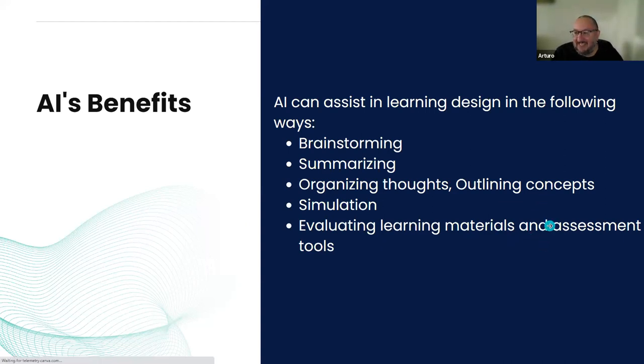So we want to just briefly talk about what we found are the benefits of AI in general, especially when we're talking about generative text. AI can assist learning design in these ways: brainstorming, summarizing, organizing our thoughts and our concepts. It really made a big difference in how we develop simulations for learning and how we've evaluated materials. And we're going to show you the prompting tools that we provided for these kinds of things.